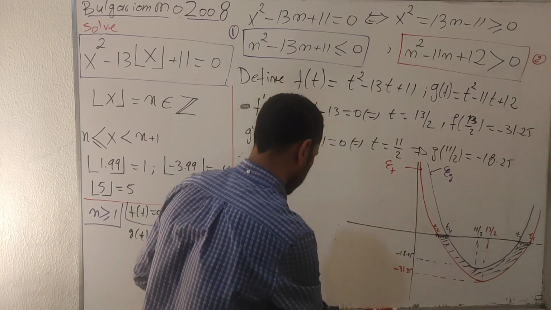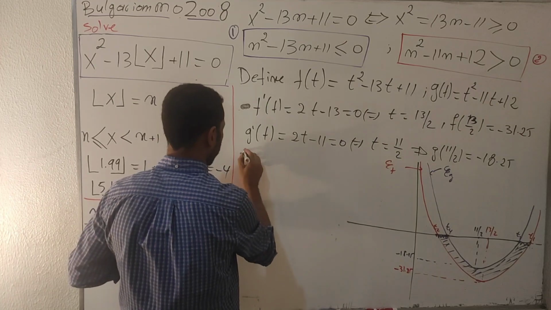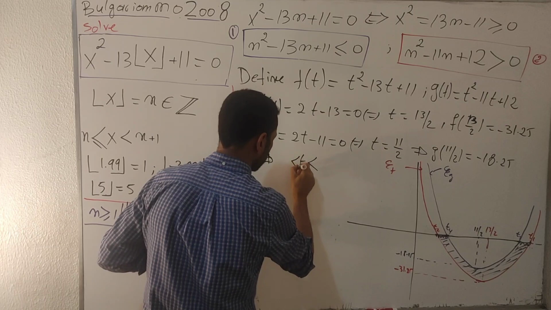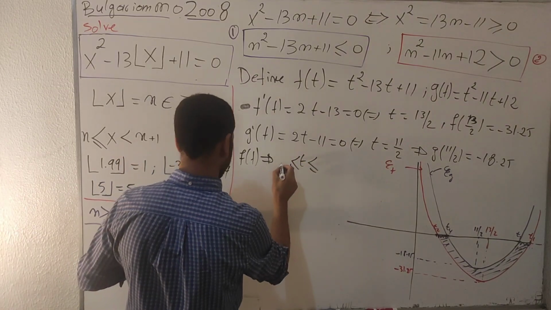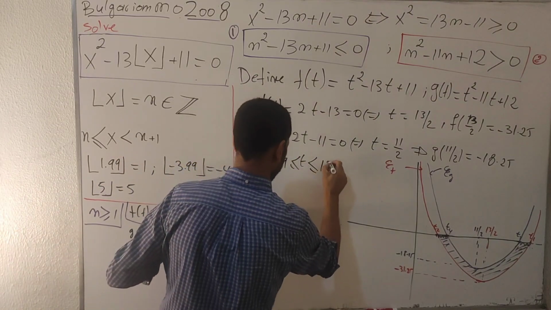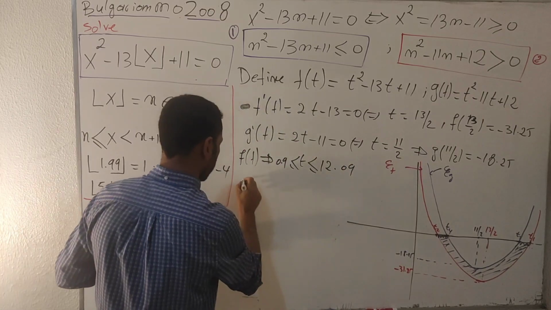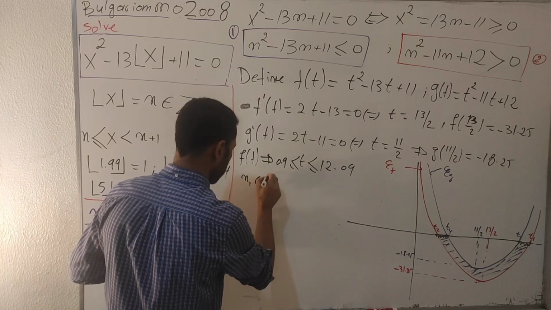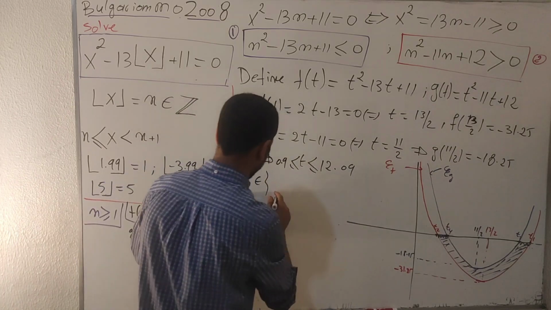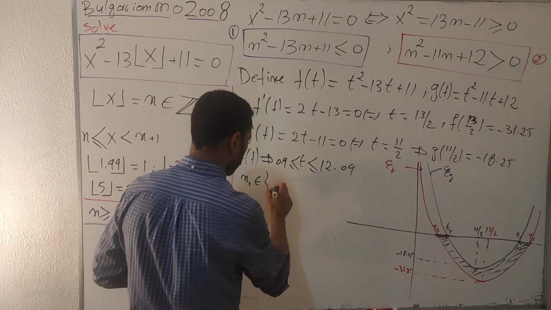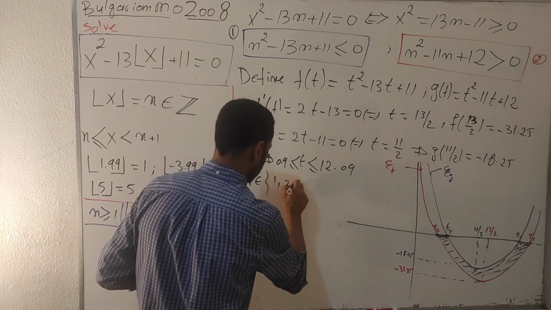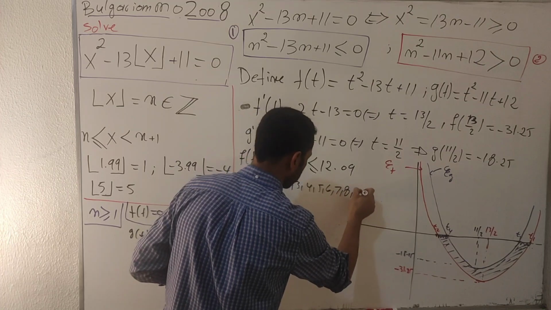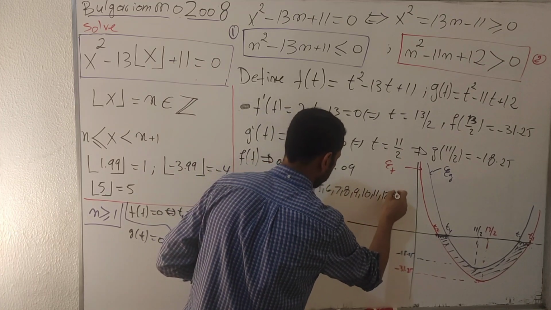Okay, the intersection for the f of t function, I get t is between 0.9 and 12.9, which means since I have n as an integer, let's put it n belongs to this set. Since we have n as an integer, we are going to take the following values of n: 1, 2, 3, 4, 5, 6, 7, 8, 9, 10, 11, and 12.